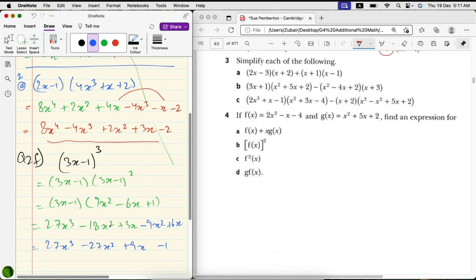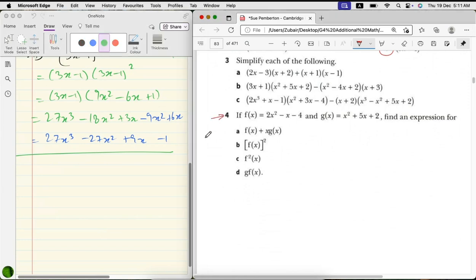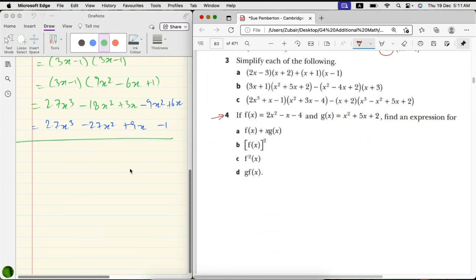Now question number 3 is just a bit longer. Two are multiplied and then added or subtracted. Let's go for question number 4. I think we should try all of these. These are different.